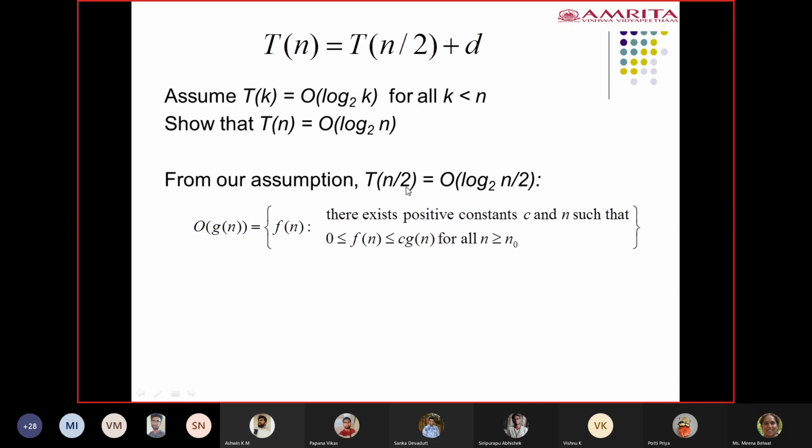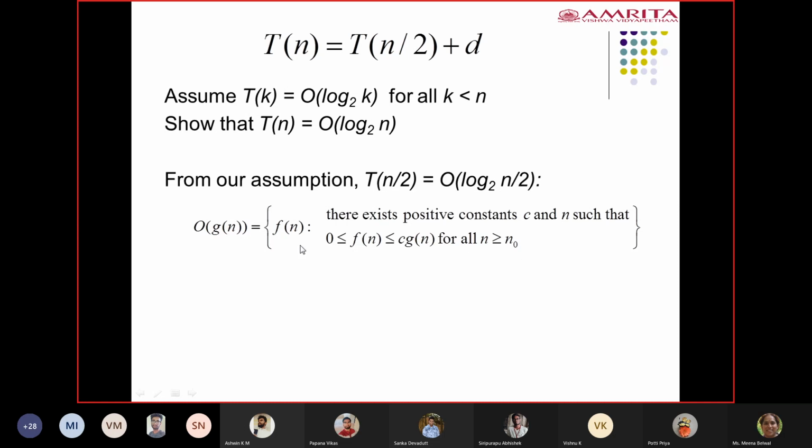From my assumption, T(n/2) is equal to O(log(n/2)) base 2. Because what was the assumption? The assumption was T(k) is equal to O(log k) for all k less than n. Why did I do n by 2? Because I want to introduce the term n now, and n/2 is obviously less than n. So from that assumption, we will say that T(n/2) is equal to O(log(n/2)) base 2. Now if we assume this, we will go back to the definition.